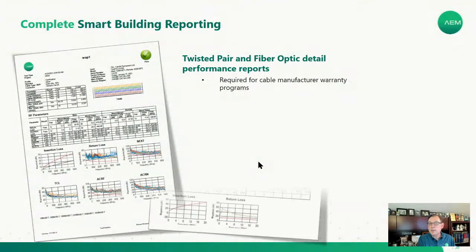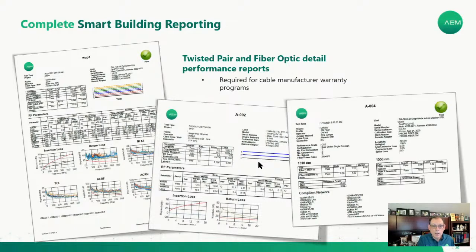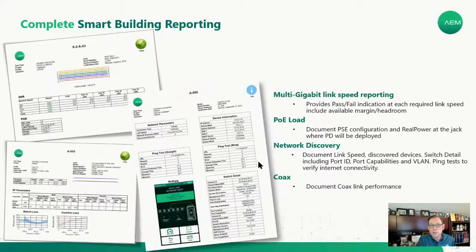We mentioned documentation, so it's going to be really important. You're doing your twisted pair, your fiber tests, your coax tests. You're going to want to have documentation of those. Same thing with the multi-gig testing we mentioned, that includes a PoE load. And if you need to do some network discovery tests to document your switch connections and things like that, all this built into that same certification tester platform is going to be important to have.